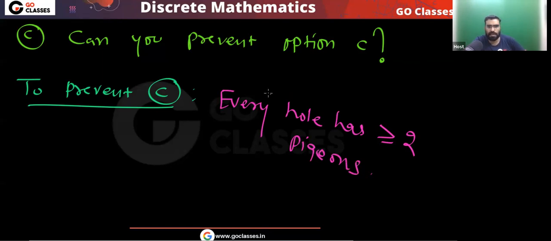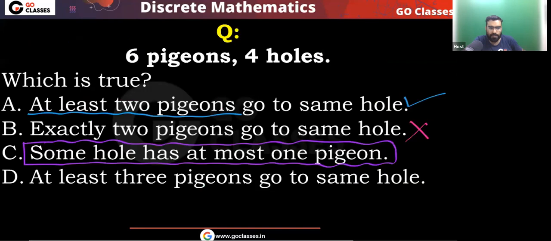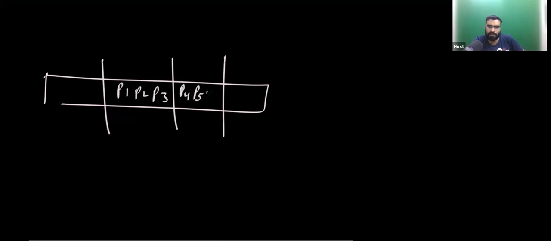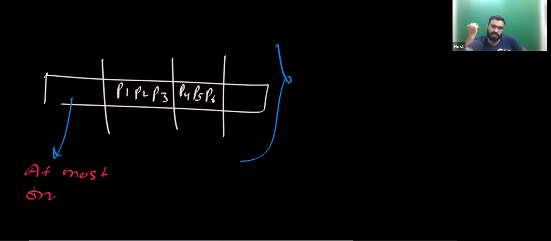Please tell me. If you make it blank, for example, P1, P2, P3 you put here, P4, P5, P6 you put here. Did I prevent option C? This is at most one, right? Here I have at most one pigeon. Can I say this?